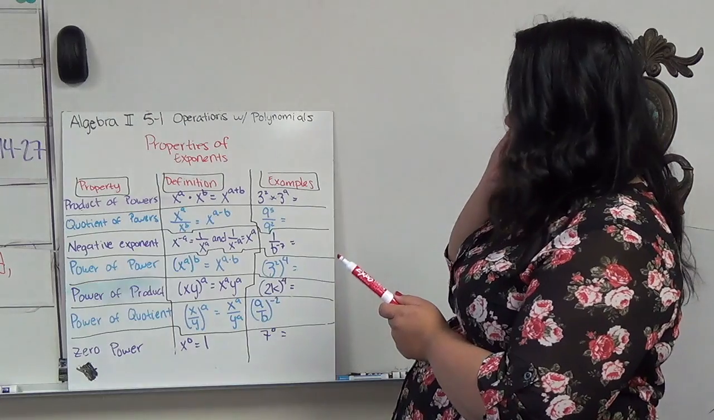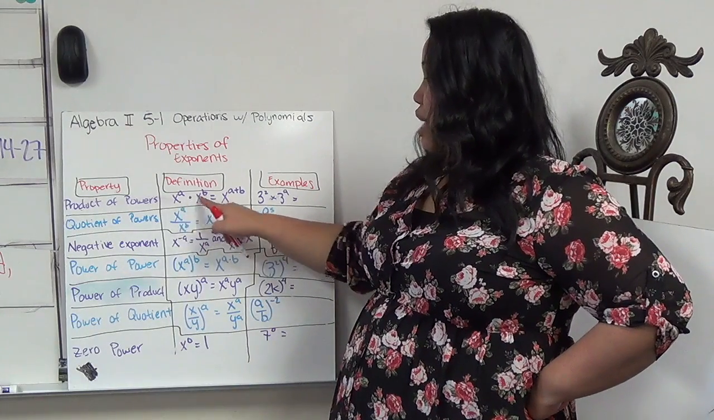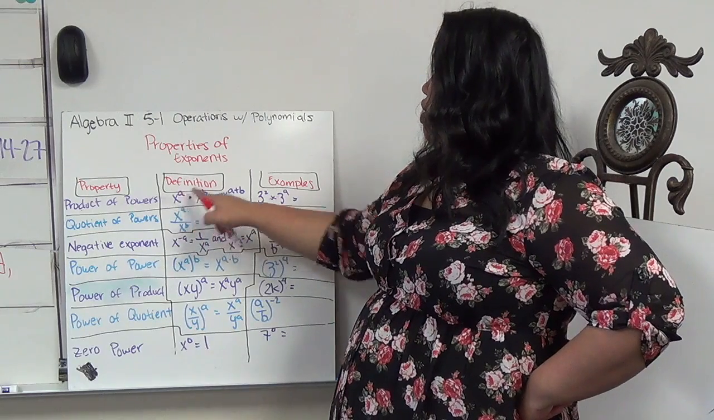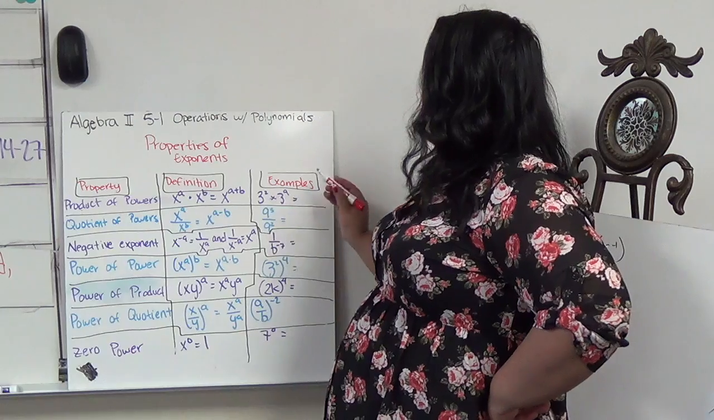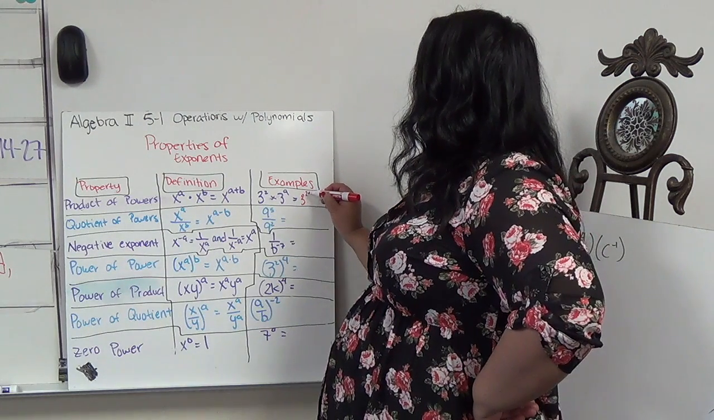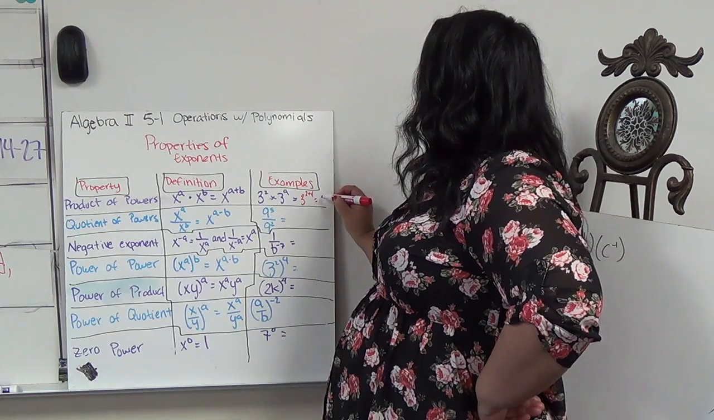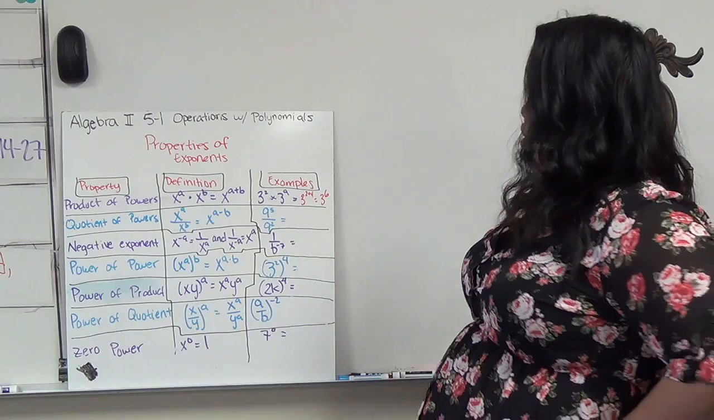The product of powers is basically when I'm multiplying two numbers with the same base. Again, they have to have the same base. And if their exponents are being multiplied, you add the exponents. So 3 squared times 3 to the 4th will be 3 to the 2 plus 4, which would be 3 to the 6. And of course, you can put that in your calculator.